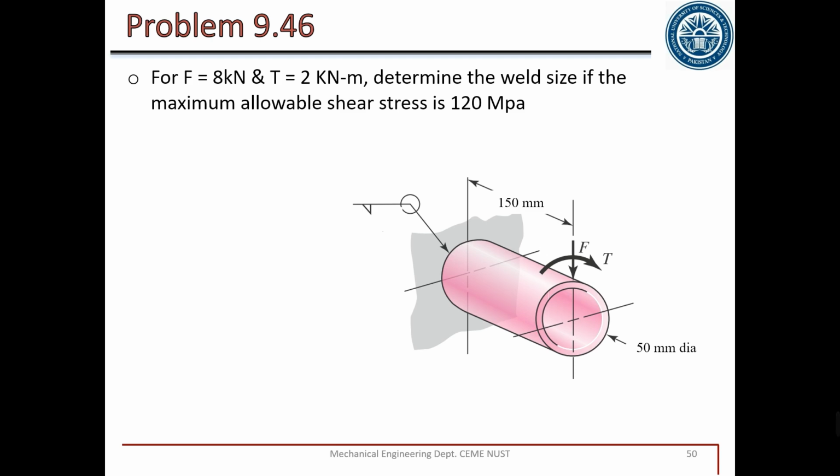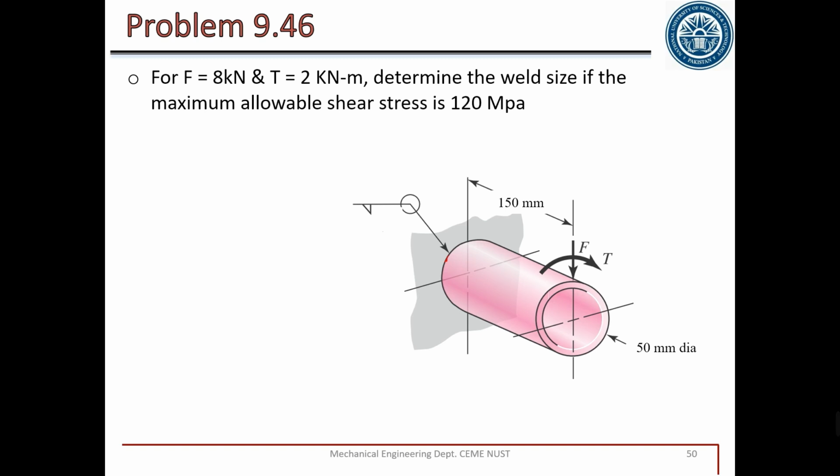In that problem we had only torsion T applied externally, but in this specific problem we also have a force of magnitude 8 kilonewton applied vertically. So now we have force and torsion, and this will cause all three stresses at this end. We will assume that the weld is made here. This whole circle is a weld. Due to this force and this torque, we will have some stresses, and we will calculate the maximum stress.